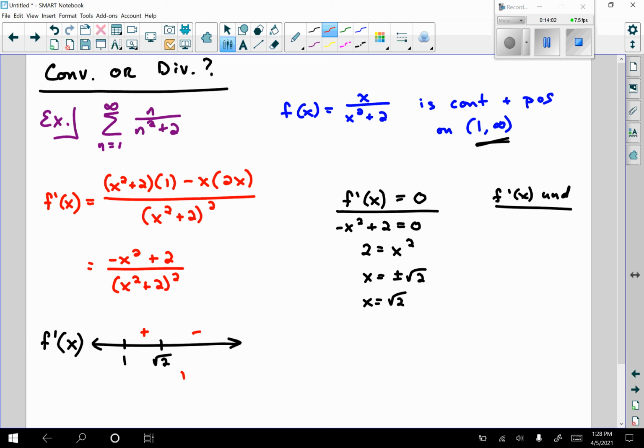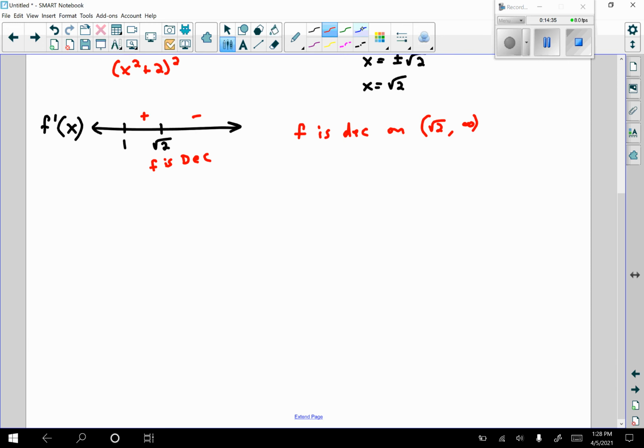So f is decreasing everywhere from radical 2 to infinity. So I can't say from 1 to infinity, but that's okay. We're going to connect the pieces here in a little bit. But going back up here, so if f is continuous and positive on the interval from 1 to infinity, it's still going to be continuous and positive from radical 2 to infinity. So again, because of those three statements now, we can use the integral test.